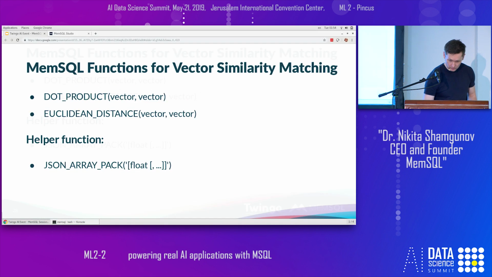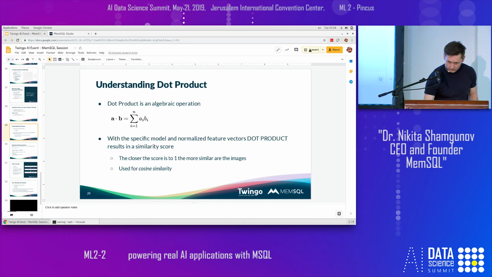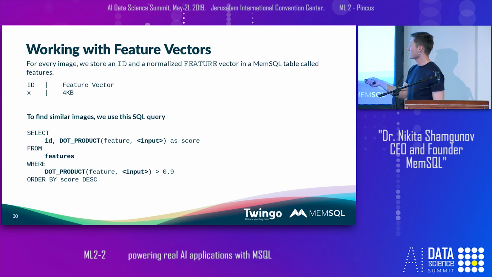Why is it frozen? Well, I'm not going to explain to you what a dot product is, but basically running that query where the dot product is greater than 0.9, that's your similarity search.